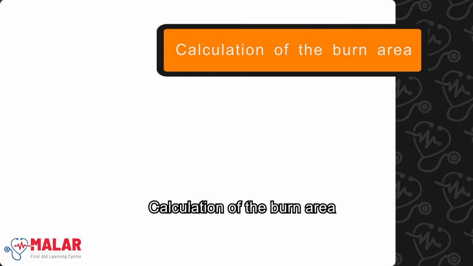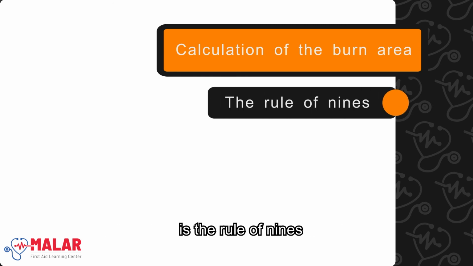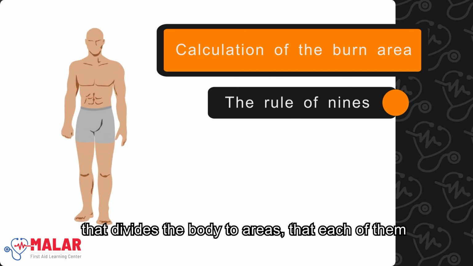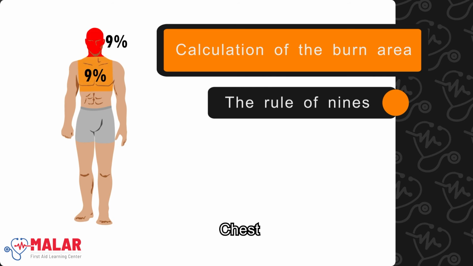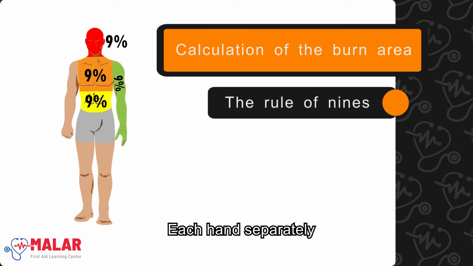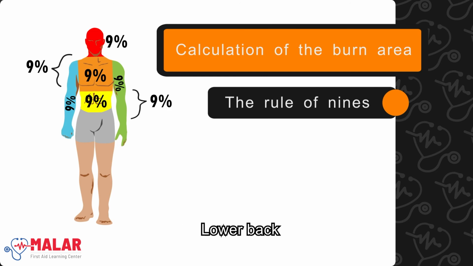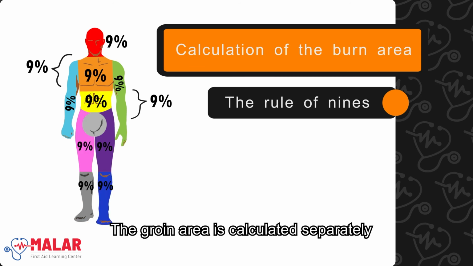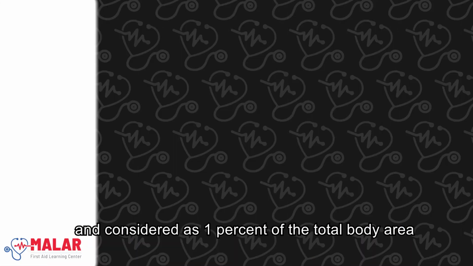Calculation of the burn area. One way to calculate the area of the burn is the rule of 9s that divides the body into areas that each of them makes 9% of the total body area: head, chest, abdomen, each hand separately, upper back, lower back, each thigh, each calf and foot. The groin area is calculated separately and considered as 1% of the total body area.